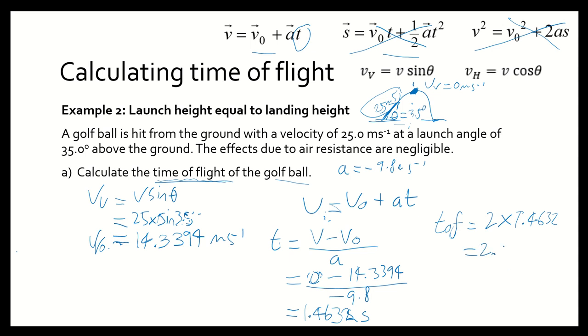2.93 seconds. It's actually 2.926, rounded up to 2.93 seconds. So the golf ball will be in the air for a time of flight of 2.93 seconds. Only round right at the end. Otherwise, you should keep your answers nice and long.